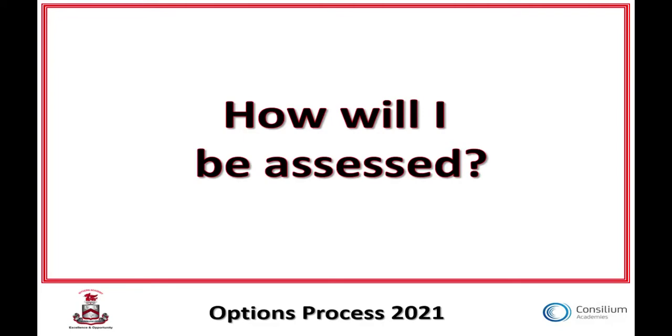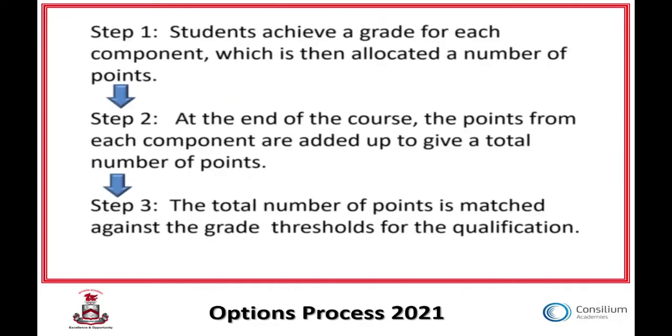How will I be assessed? So step 1, students achieve a grade for each component, which is then allocated a number of points. Step 2, at the end of the course, the points from each component are added up to give a total number of points. And step 3, the total number of points is matched against the grade thresholds for the qualification.